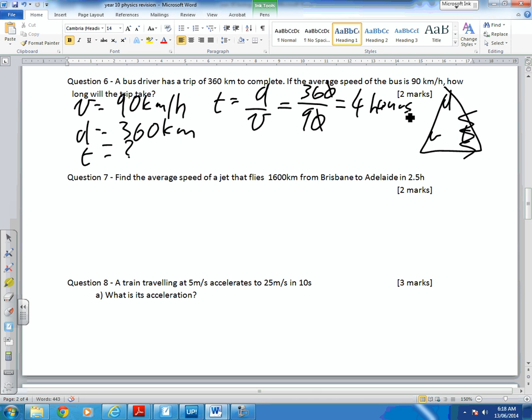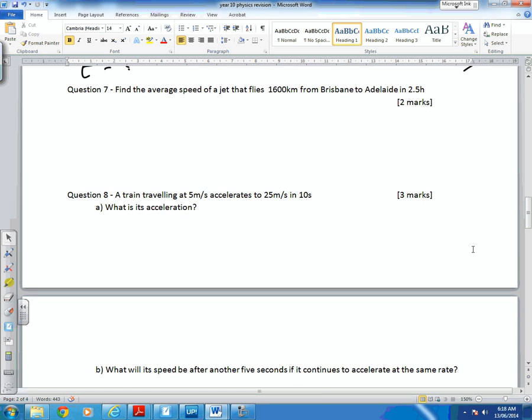So there's question 6. Marks on this one: half a mark for facts, half a mark for formula, half a mark to find it, half a mark to fix it.